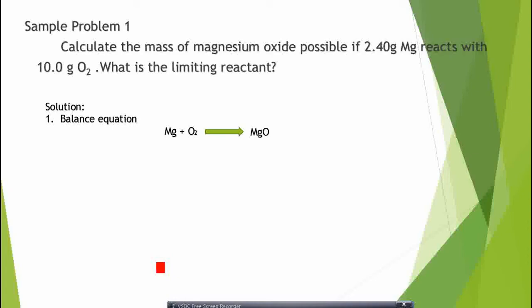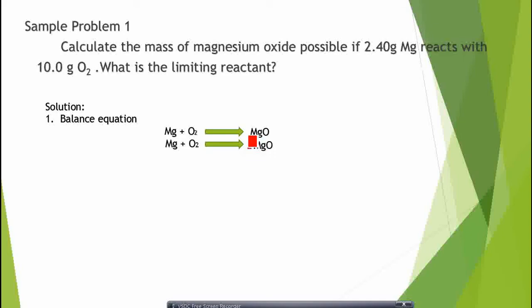Okay, so let's count the number of atoms of each element. First, we have the magnesium. The number of atoms is only 1, while the product is only 1. This is balanced. While for the oxygen, the reactant's number of atoms is 2, while the product is only 1. This is not balanced. So let's put the coefficient 2 in the magnesium oxide.